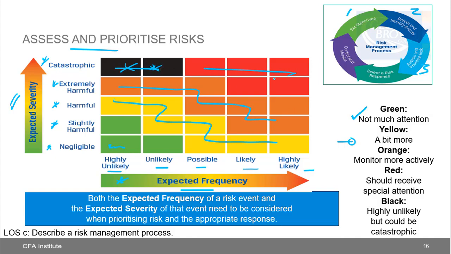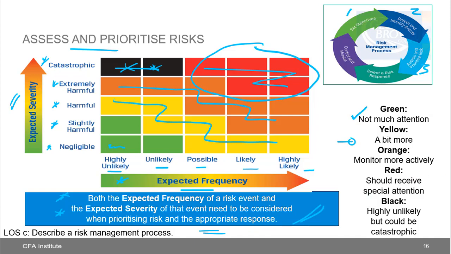But here in the red zone, this is where a lot of attention has to be paid, going from possible to likely to highly likely, and the expected severity ranging from extremely harmful to very catastrophic. So red should receive the special attention. Okay, so both the expected frequency of a risk event and the expected severity of that event need to be considered when prioritizing risk and the appropriate response.